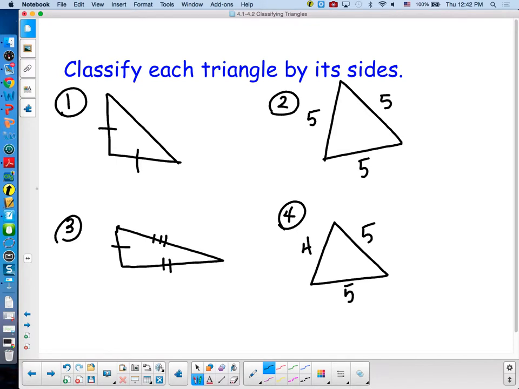What type are each of them? Isosceles, equilateral, scalene, isosceles. Question on any of those? No? Okay.